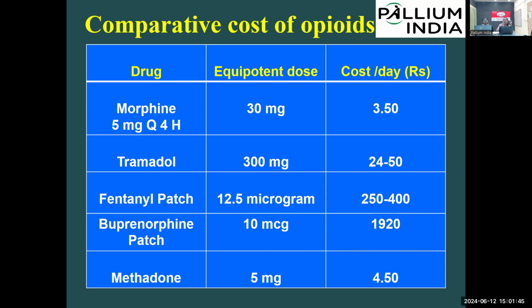The same equipotent dose of tramadol is costing 24 to 50 rupees. And the same equipotent dose of fentanyl patch, 12.5 microgram, costs around 250 to 400 rupees. And buprenorphine patch, which is 10 microgram, costs around 1920 rupees. And methadone 5 milligram will cost only 4 rupees 50 paise. This is just to make you aware of the cost factor of different opioids. When you prescribe an opioid, the socioeconomic status of the patient should also be kept in mind while prescribing the medications.